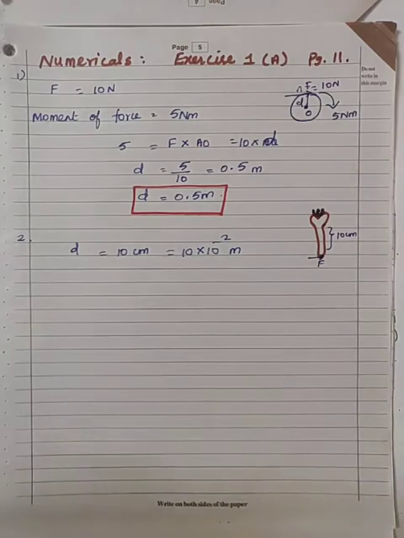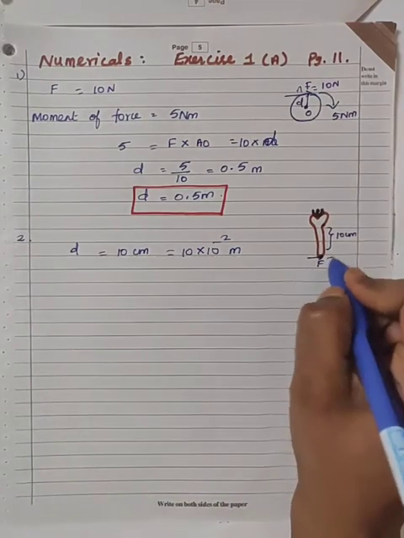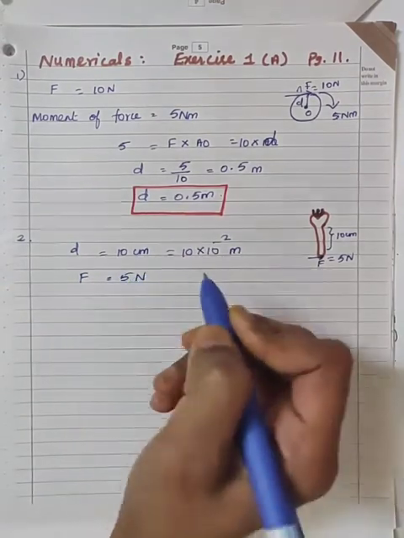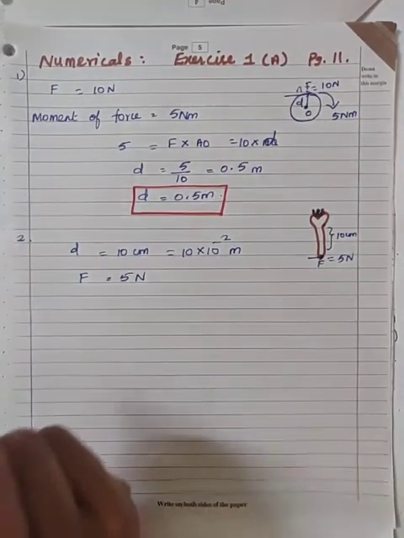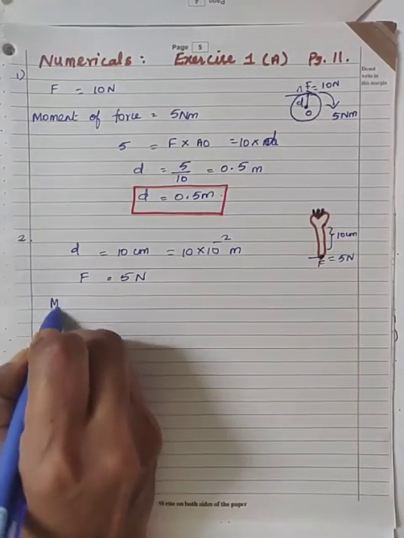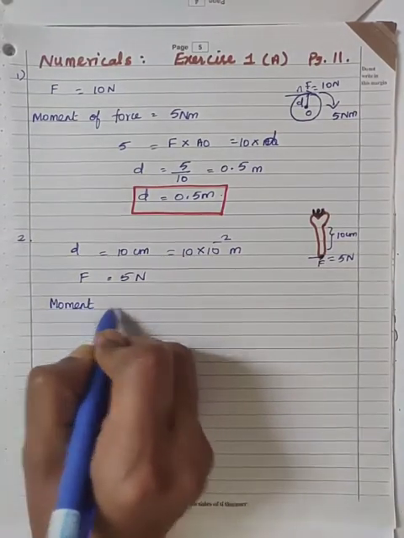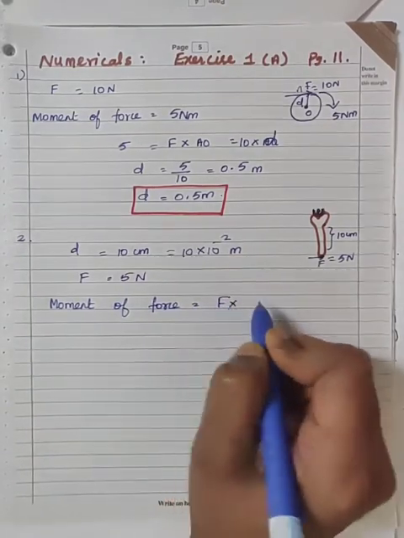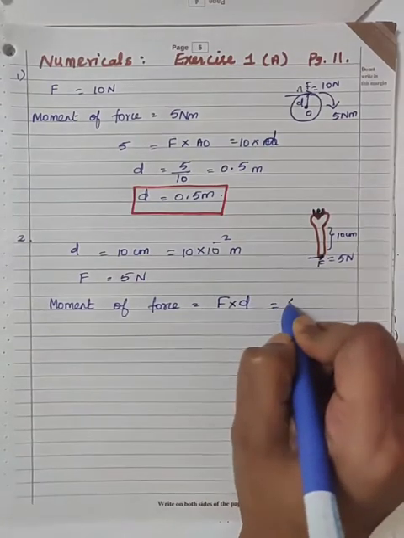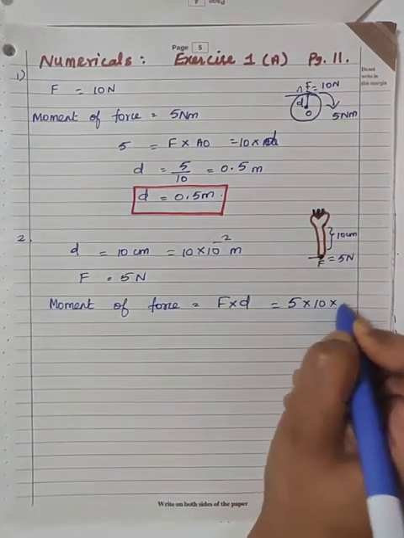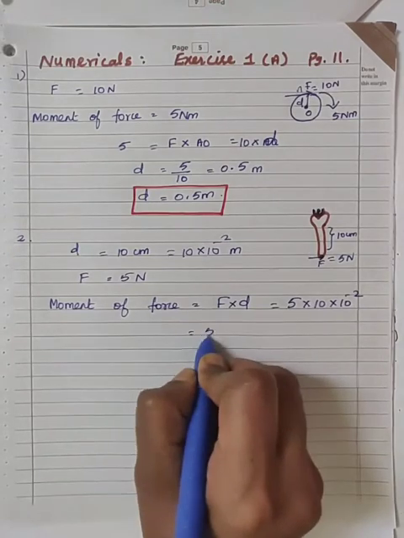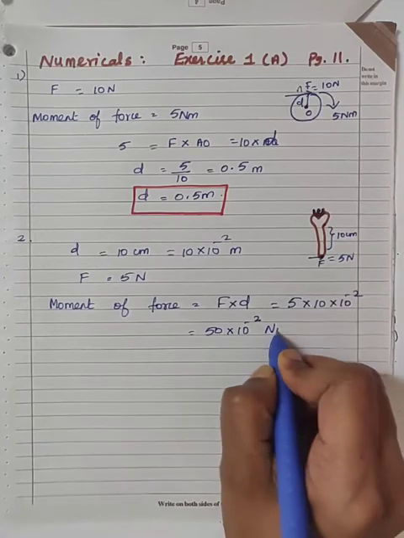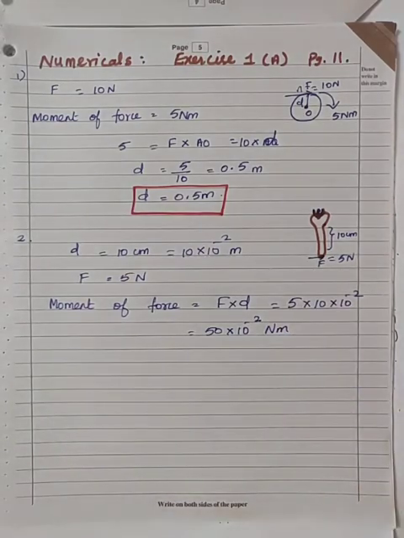And if the least force required is 5 Newton, the force acting on it is given as 5 Newton. F is equal to 5 Newton. You are asked to calculate the moment of force needed to turn the nut. So the moment of force is equal to F into D. F is given as 5 Newton, D is equal to 10 into 10 power minus 2, which is equal to 50 into 10 power minus 2. SI unit of moment of force is Newton meter.